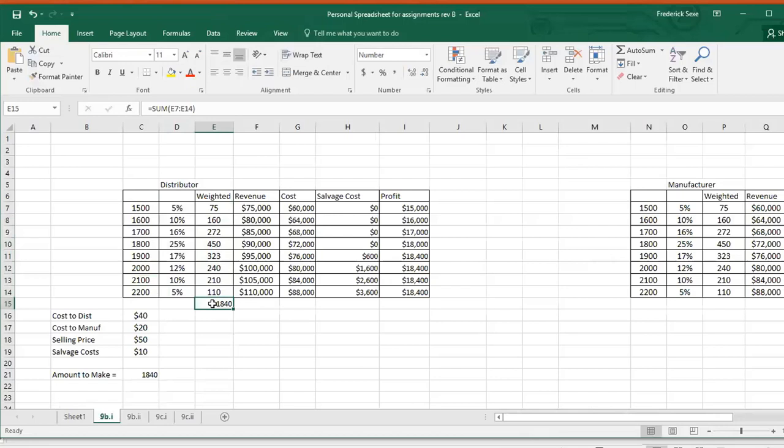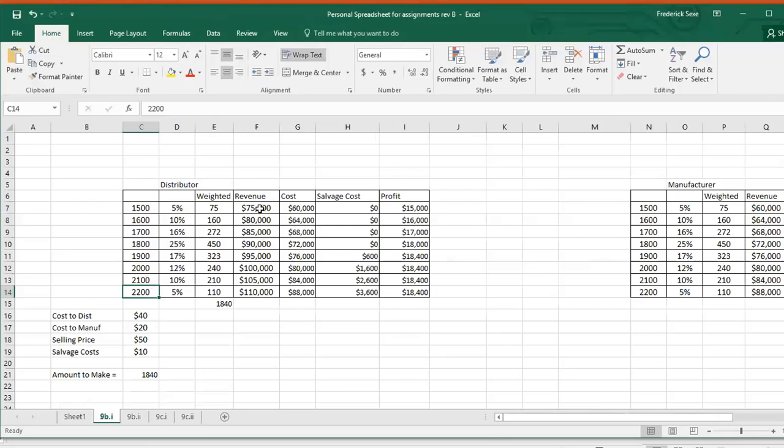Now, for the answer, I accept either 1,840 or if you want to do 1,900 because this is in 100 units, that is fine. Whatever you do, as long as I can see your work and I can understand where you're coming from, I'm pretty lenient on the answers as long as I know that you at least got the methodology down.